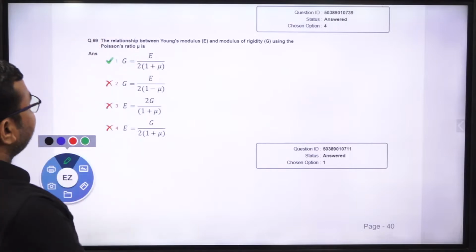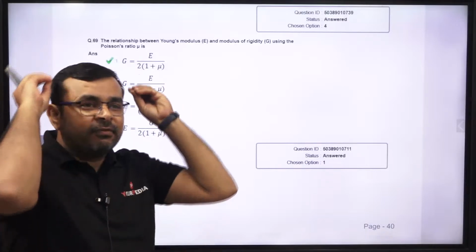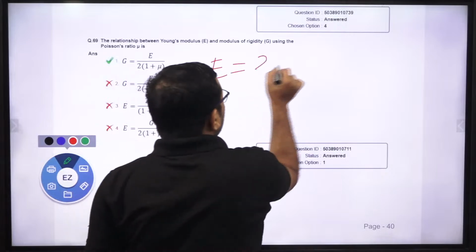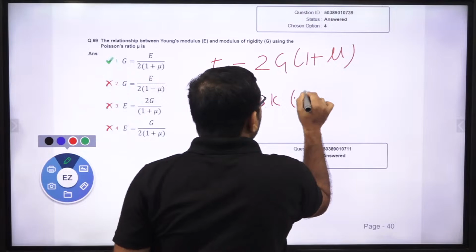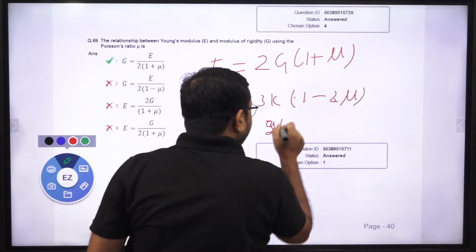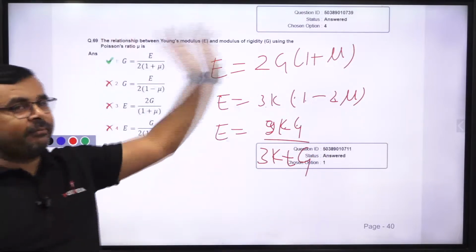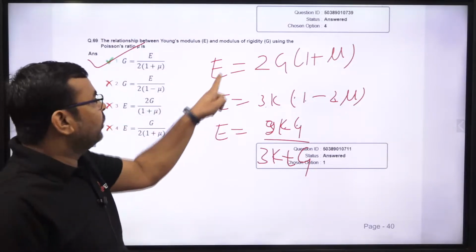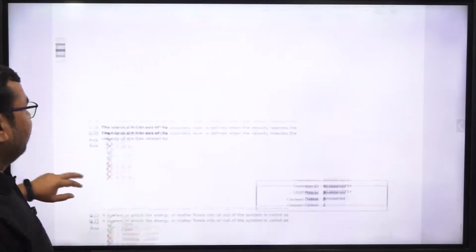The relationship between Young's modulus and the modulus of rigidity using the Poisson's ratio is, this is a very simple question and most of the exam में तो ये आता ही आता है. And this is E equals 2G into 1 plus mu. You must remember 3K into 1 minus 2 mu. You must remember, and this is equal to 9KG over 3K plus G. These are the three relations. So you must remember these three relations. So from this, which one is the right answer? Option 1. G is equal to E upon 2 times of 1 plus mu. Yes or no? This is a very simple question. Okay, let's see another question.